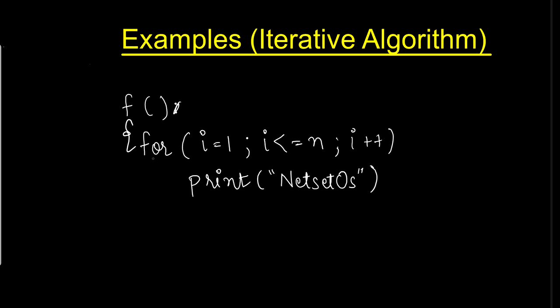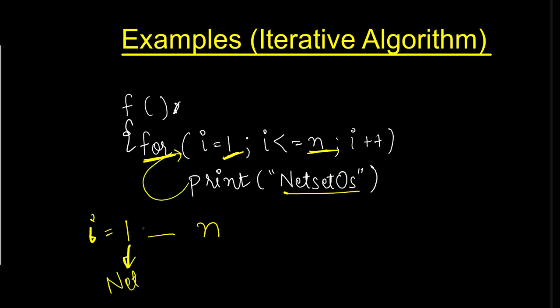How we can calculate the time complexity for it. So here we can see there is a single for loop which is going from 1 to n. Right? That means i is iterating from 1 to n. For 1, it will print netsetOS. Then when it iterates again, i will be 2, so it will again print netsetOS.